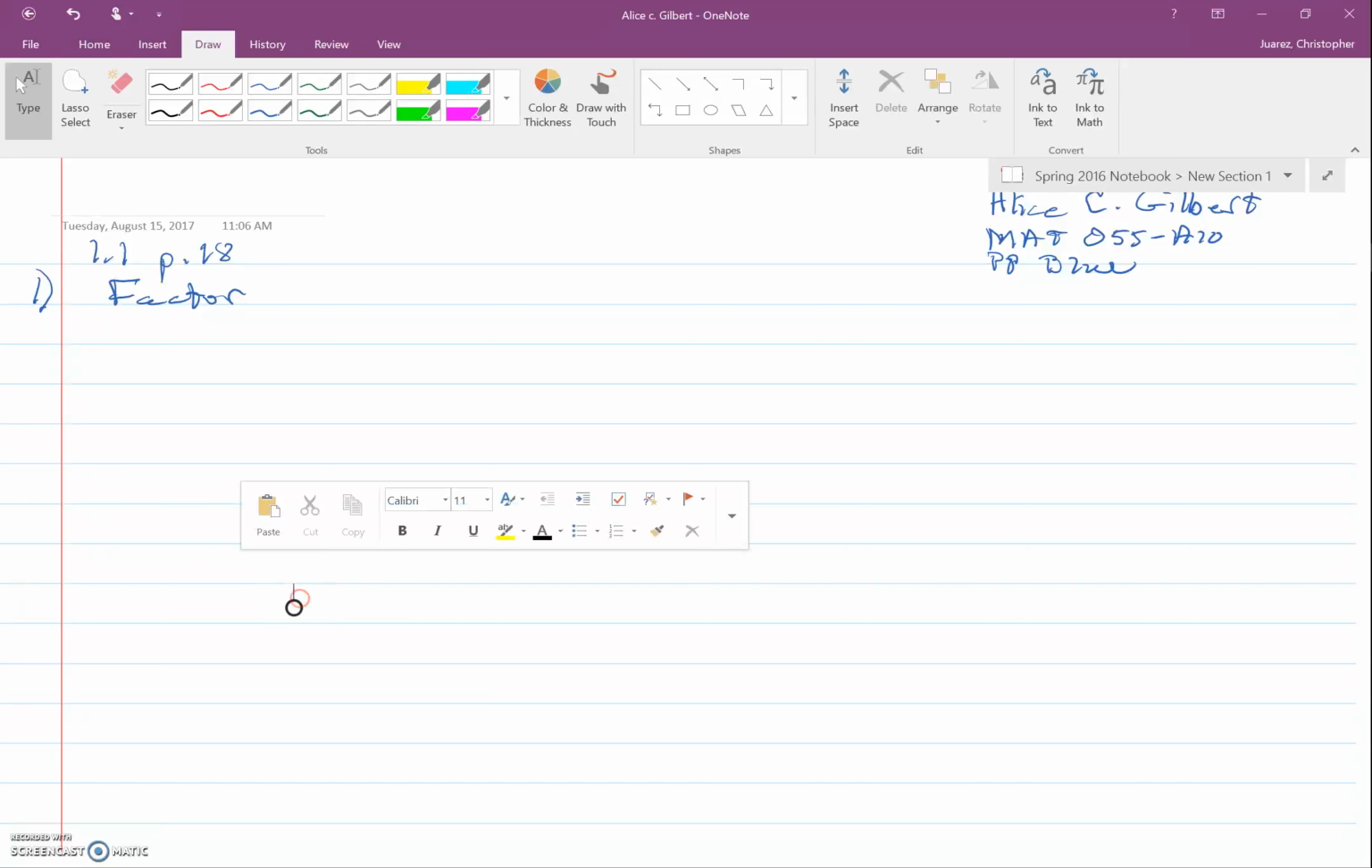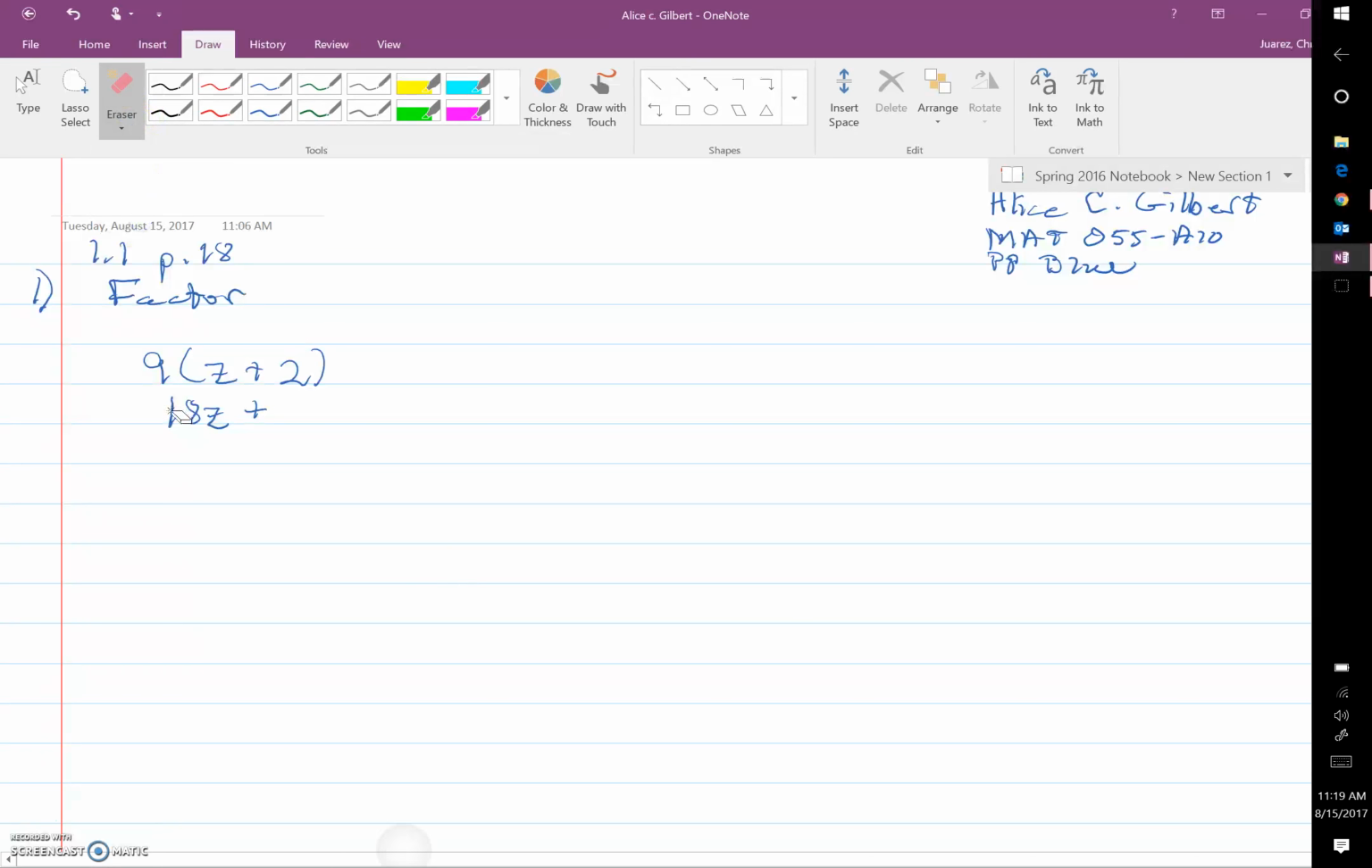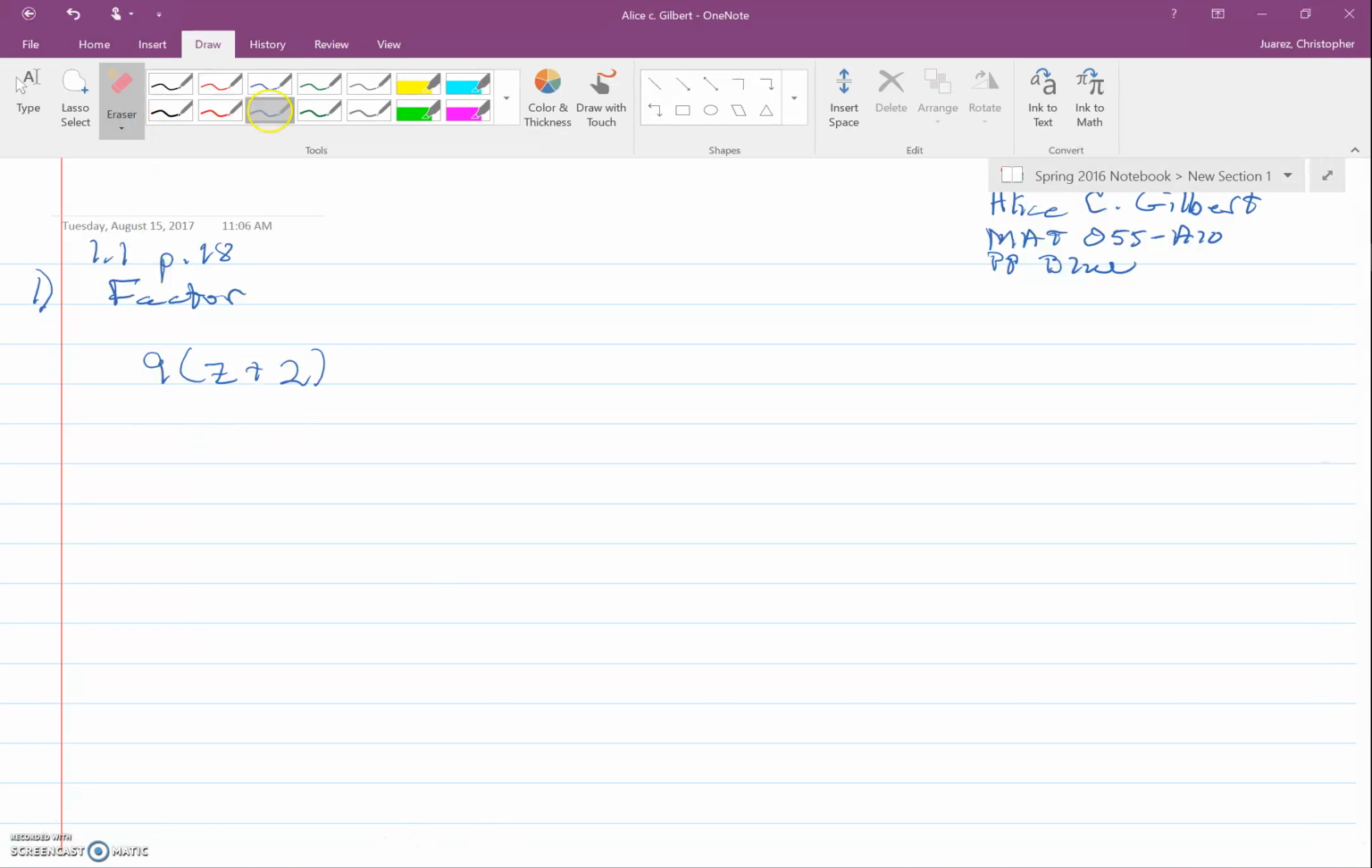So if I have 9 times z plus 2, if I multiply that out, 9 times z is 18z. Excuse me, not 18. 9z, and 9 times 2 is 18. I was getting ahead of myself. So this is multiplied out.